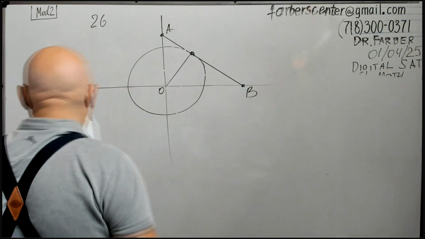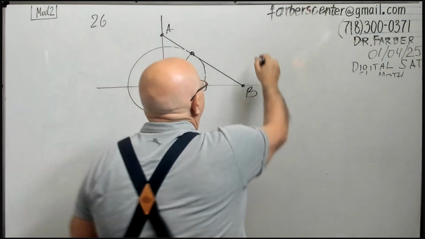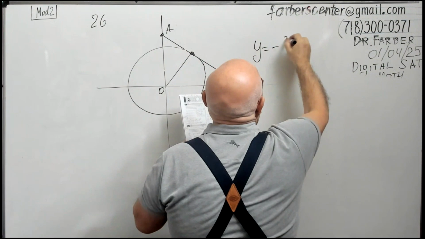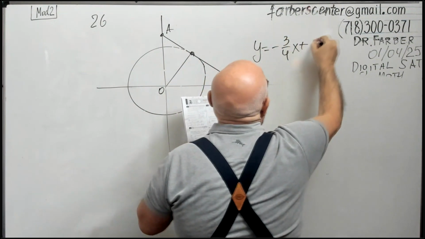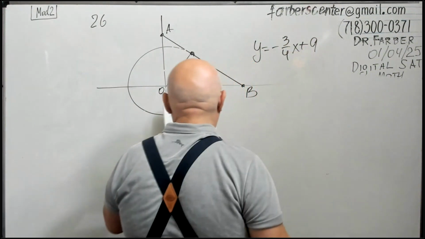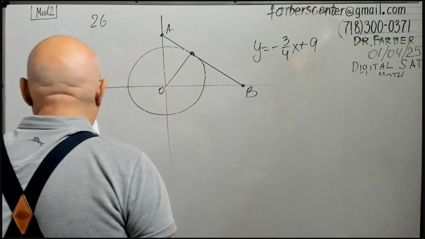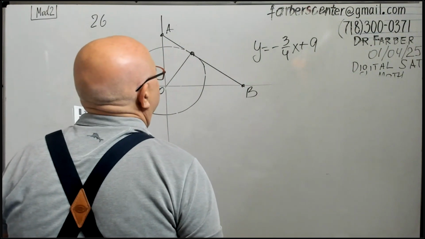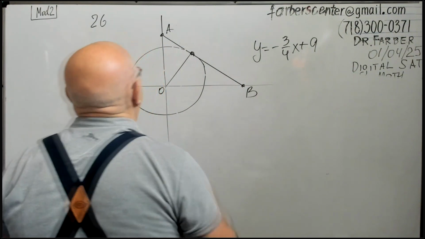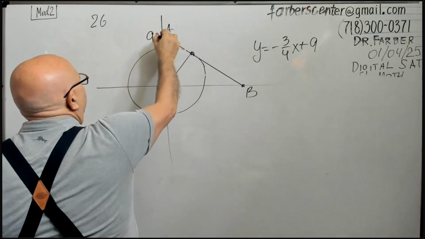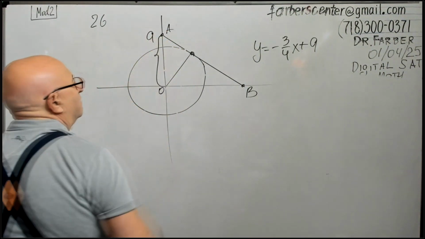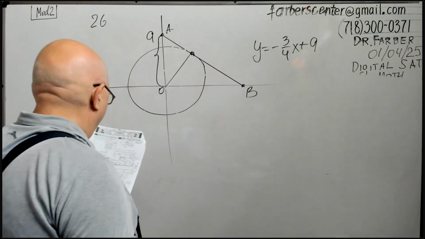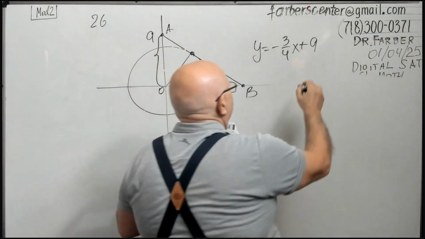And this graph y = -3/4 x + 9 is tangent. This plus 9 is the y-intercept, this is 9. And this piece is 9. mx + b. What else? You have to find the radius of the circle.